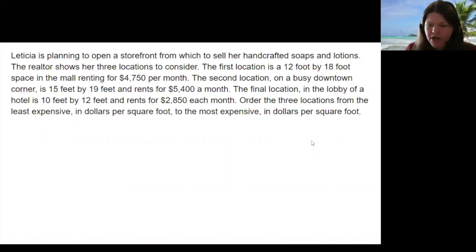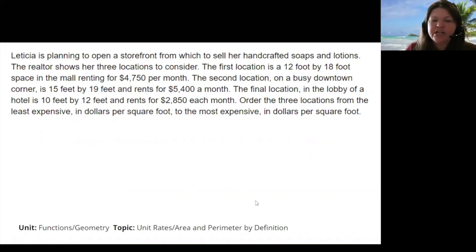But just to let you know what kind of a problem this is, the GED loves unit rate problems. Anytime they ask you to find the blank per blank. In this case, it was dollars per square foot, but it could have been miles per hour, or miles per gallon, or dollars per day, or anything with that kind of per situation. That's a unit rate.